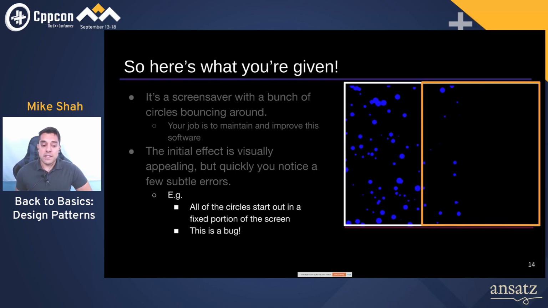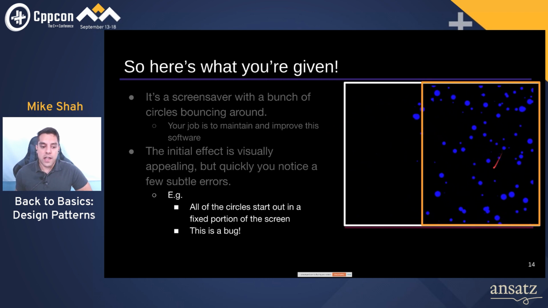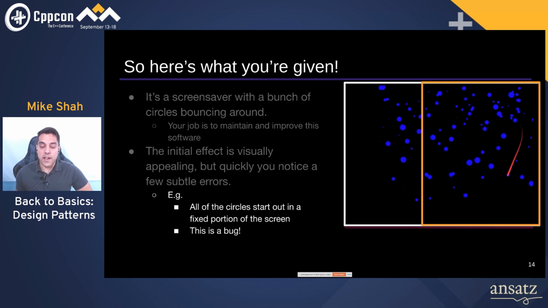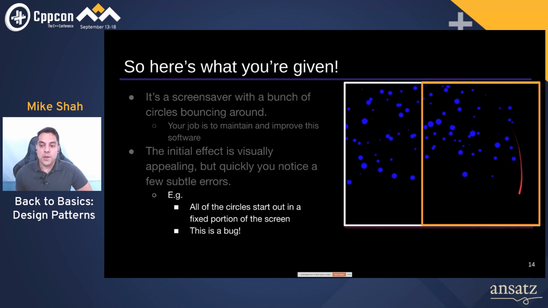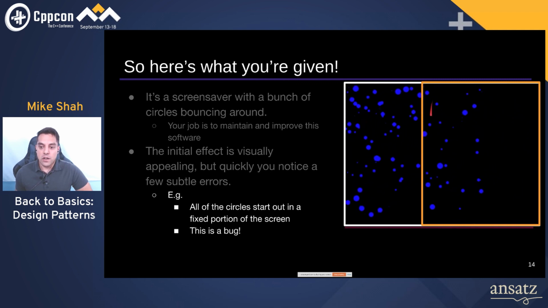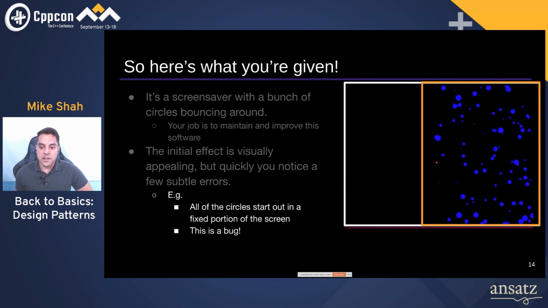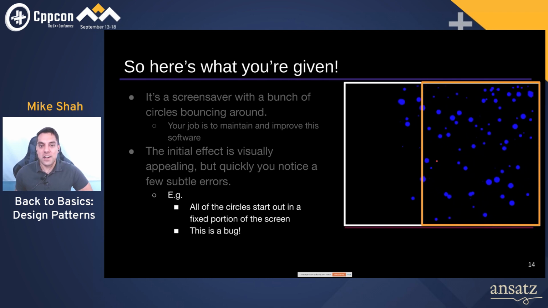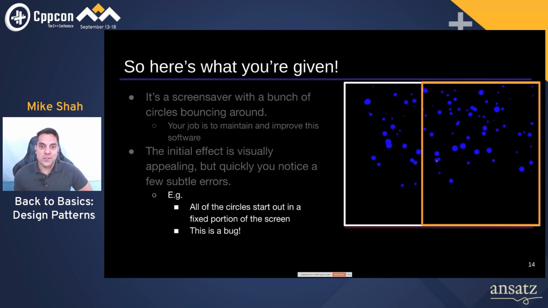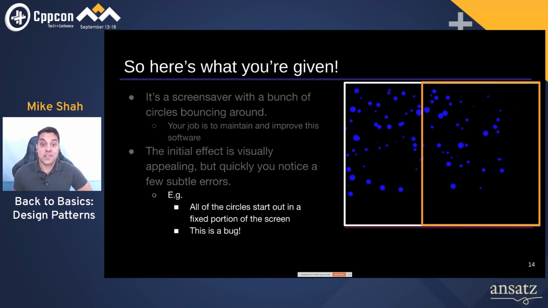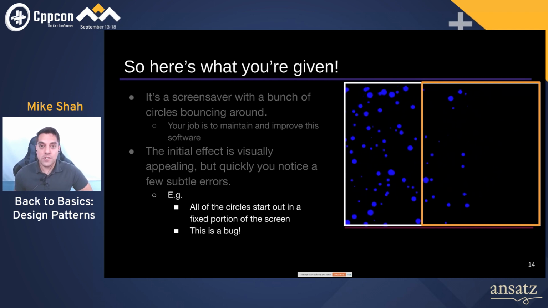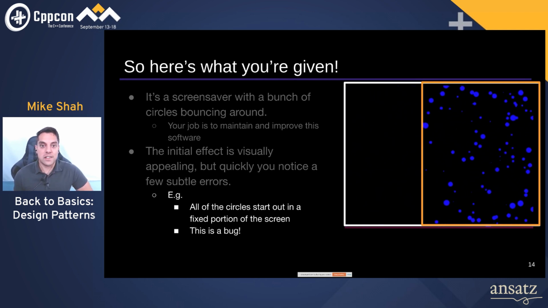And the error is that all of the circles start out at a fixed portion of the screen, which I've highlighted on the right here. So you'll notice as this animation loops, all of these circles are grouped up here. And once you notice it once, it's hard to unsee. So it's kind of a bug here on your screensaver software. So good job, you've spotted your bug in the software here.